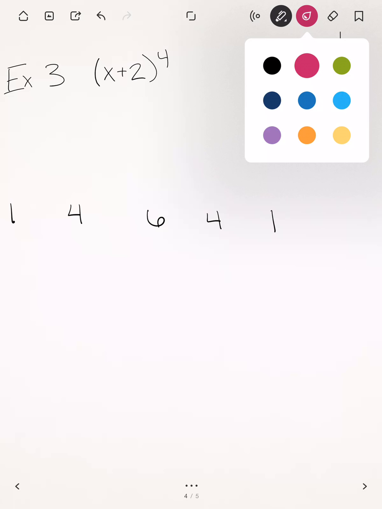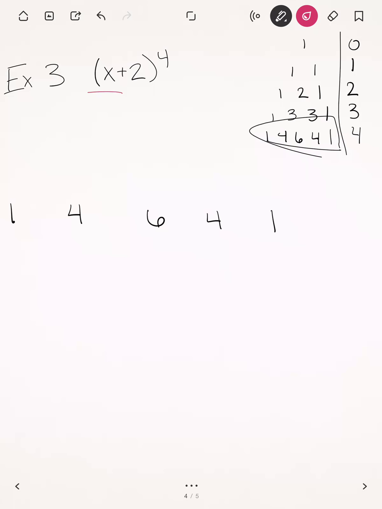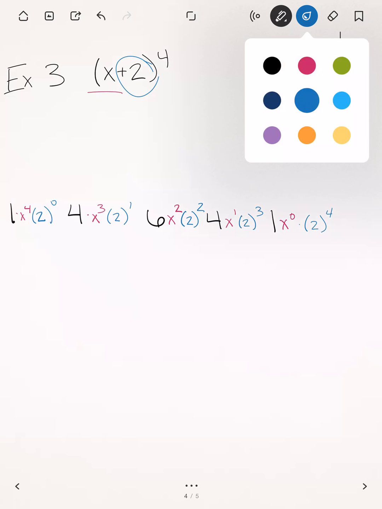Okay, so let's see. We're going to start with our first term, x. So now it's going to start with x to the fourth. So x to the fourth, x cubed, x squared, x to the first, x to the 0. I take my second term, and I go the opposite way. So I have 2 to the fourth, 2 cubed, 2 squared, 2 to the first, and 2 to the 0. So from here, I just start multiplying.